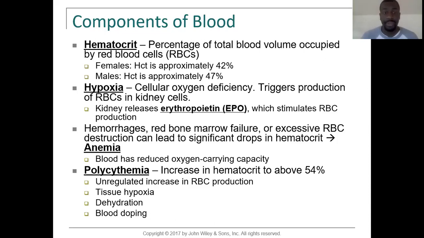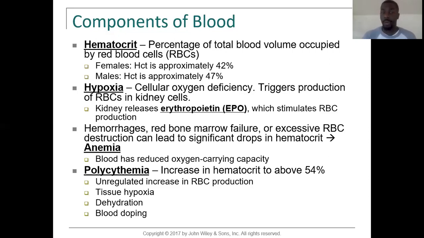Okay. The first kind of condition here that we're going to be taking a look at is hypoxia. Okay, so hypoxia is a situation where you have oxygen deficiency within your red blood cells. Okay? And so when someone is dealing with hypoxia, that is going to trigger your kidneys to start producing new red blood cells. Okay? In order to produce new red blood cells, the kidney is going to start releasing a hormone called erythropoietin, or EPO.